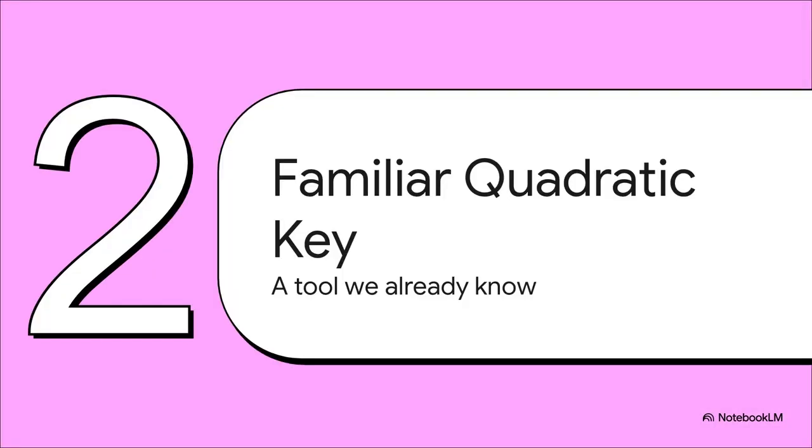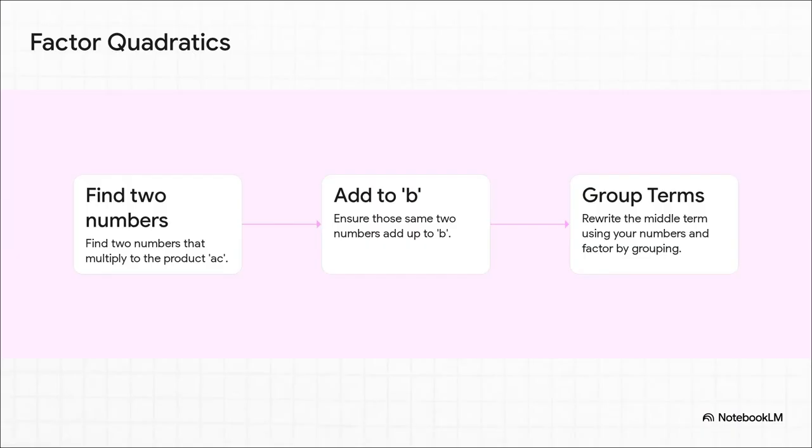Okay, so let's start by grabbing a tool that should feel pretty familiar. By warming up with a key most of us have used before, we'll get our confidence up for the trickier locks that are coming. Right. This is our bread and butter, the foundational skill, and it's a super reliable 3-step process. First, you're going to find 2 numbers that multiply to whatever a times c is. Then you have to make sure those exact same 2 numbers add up to b, that middle term. Once you've got them, you just rewrite the expression and factor by grouping. Boom, you found your keys.